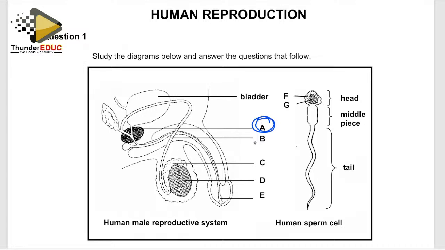A is the prostate gland. Zintle, I don't hear you. What is B? If you look at B, you'll see that it comes from the epididymis, then this tube, so it becomes the vas deferens. Then what is C? That's the coiled part around the testis. So it becomes the epididymis. So what is D? D is the testis. What is E? E is the urethra.